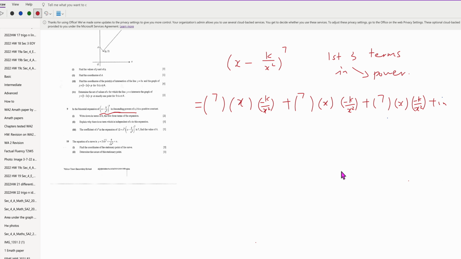The next thing you do is, because they want the first three terms in descending power, right? So therefore your 7 must be here. Then if your 7 is here, this one has to be your 6. Then this one has to be your 5, right? Then if this is 7, this has to be 0. Then this has to be 1. This has to be 2. Why? Because these two added together should give you 7.